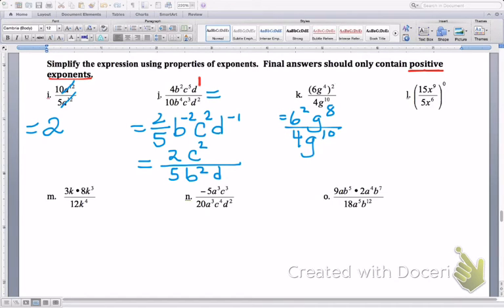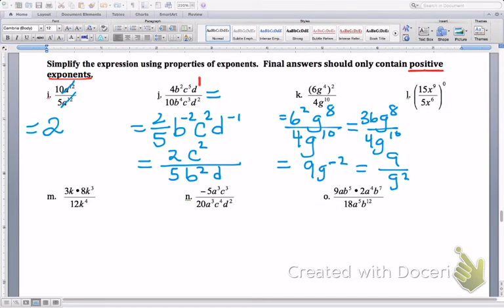Now I'm going to start reducing this. So I know that 6 squared is 36. I'm going to keep g to the 8 over g to the 10. Now I'm going to divide 36 divided by 4. That divides nicely, so that's going to give me a 9. And I'm going to go ahead and subtract 8 minus 10, which is negative 2. Therefore, the g to the negative 2 needs to move to the bottom of the fraction bar, so it becomes a positive g squared. And the 9 stays at the top.